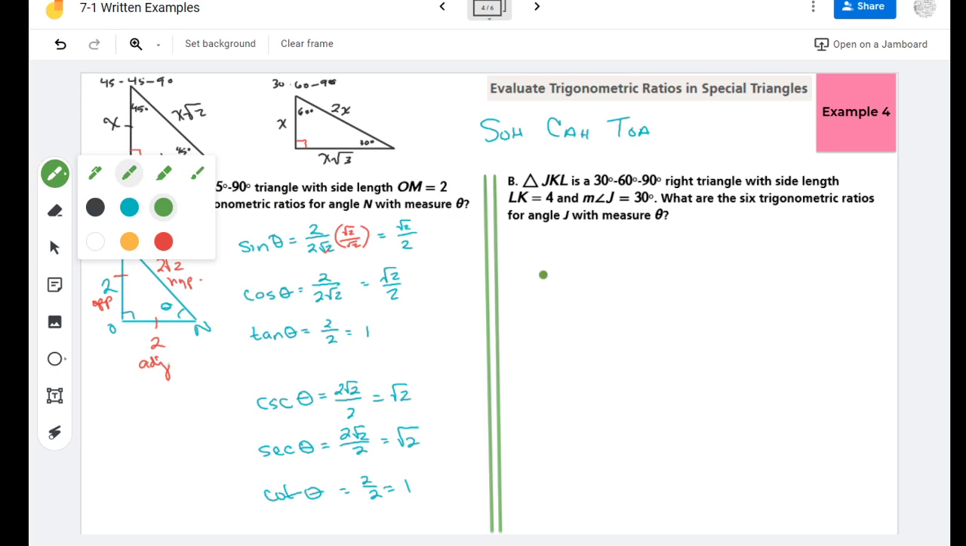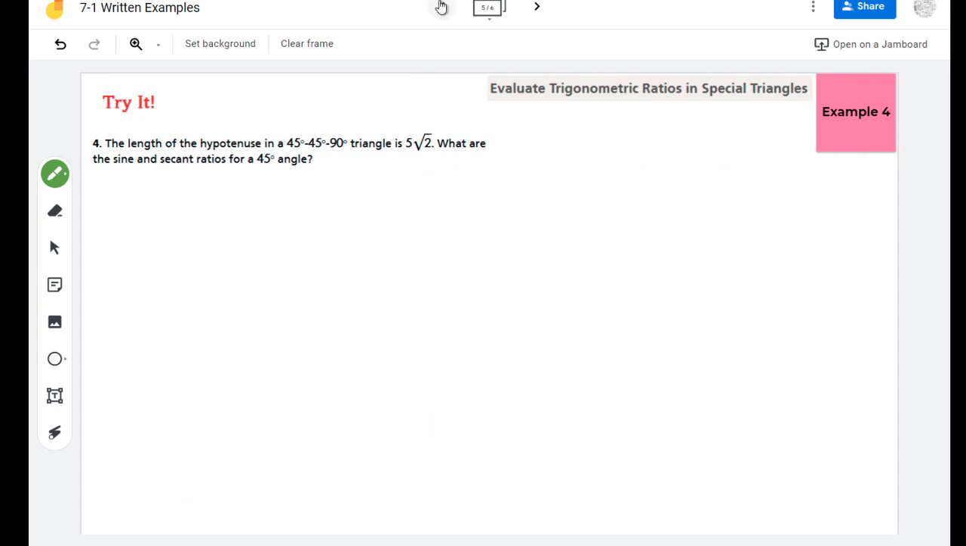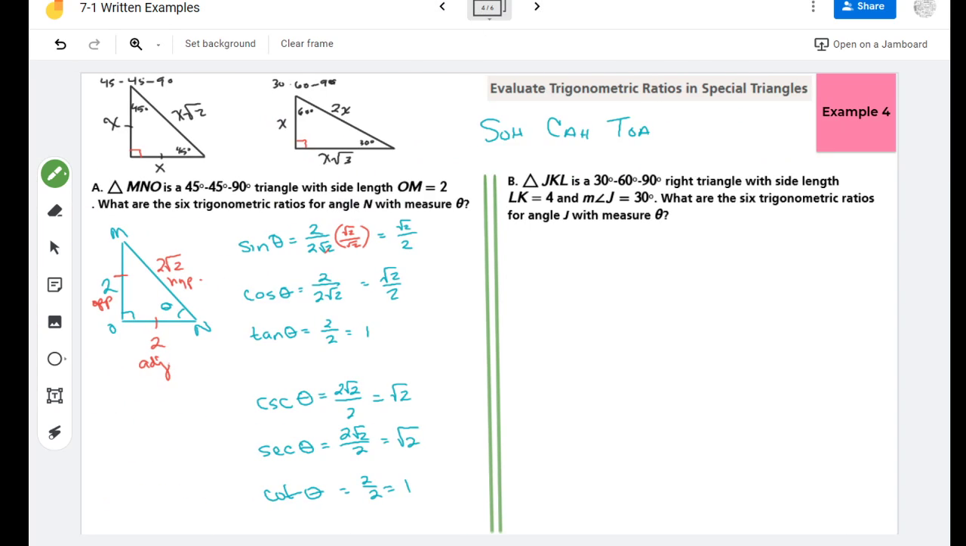So now I'm going to do the same thing, but now I'm going to do it with JKL. Okay, I did put a try it on here. Sorry, just making sure I had the common sense to leave room for my try it. So JKL is specifically a 30, 60, 90, where J is the 30, K is the 60, and then L is the 90.